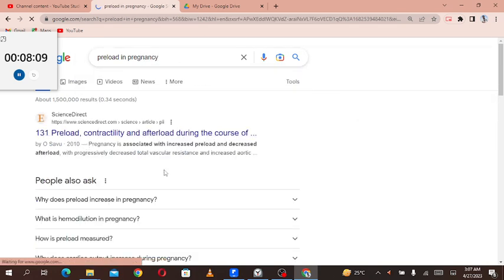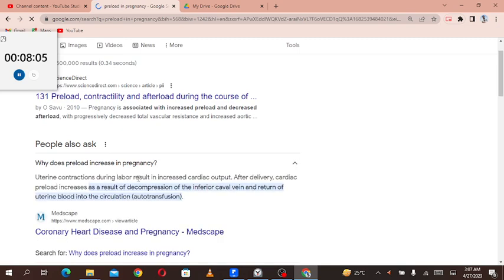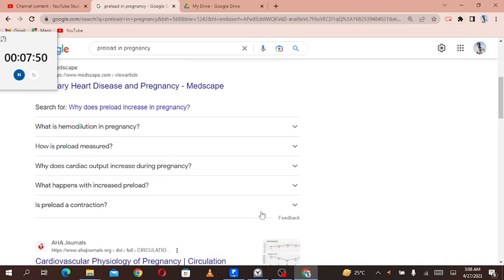Pregnancy. So preload, what does preload do? It increases, right? Uterine contractions during labor result in increased cardiac output. After delivery, the cardiac preload increases as a result of decompression of the vena cava. What is hemodilution? Okay, what happens with increased preload?